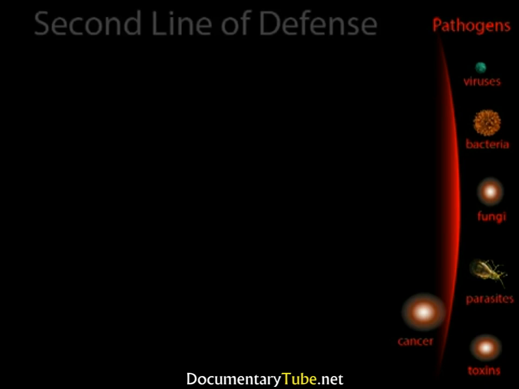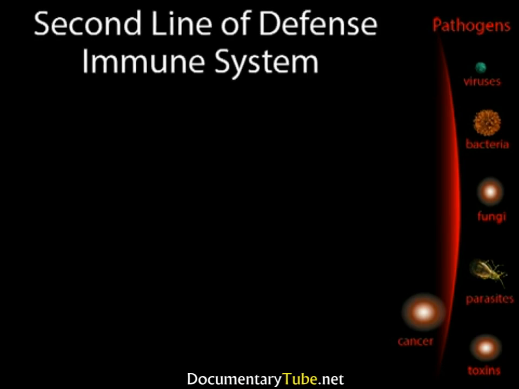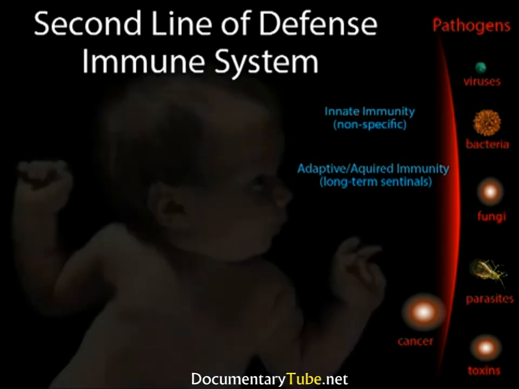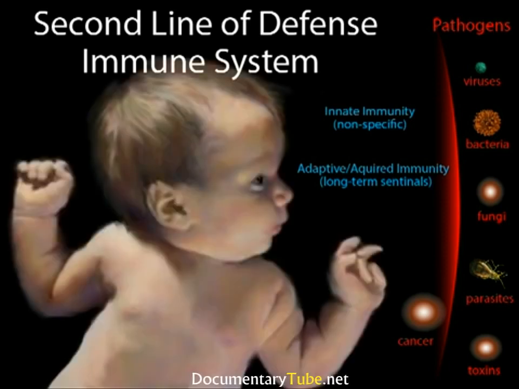Now we are to our second line of defense, the immune system. There are two big divisions in the immune system: innate immunity and acquired immunity. Innate immunity is a nonspecific immune response because it's the same regardless of the pathogen or toxin encountered. You have this as soon as you're born. You cannot get distemper, for instance, because you have an innate immunity to this disease common to dogs.